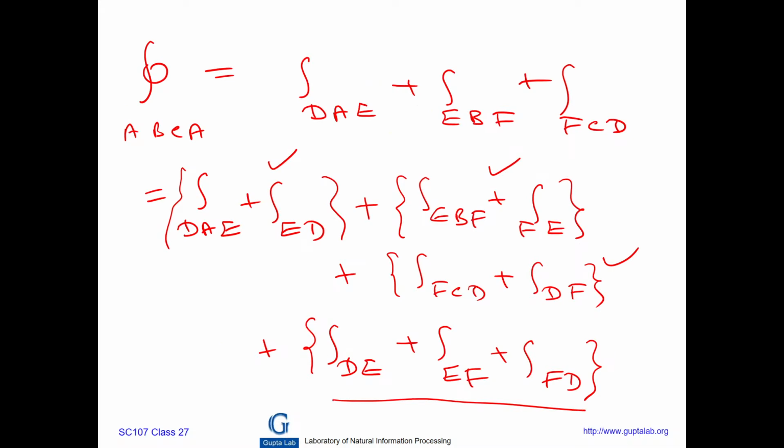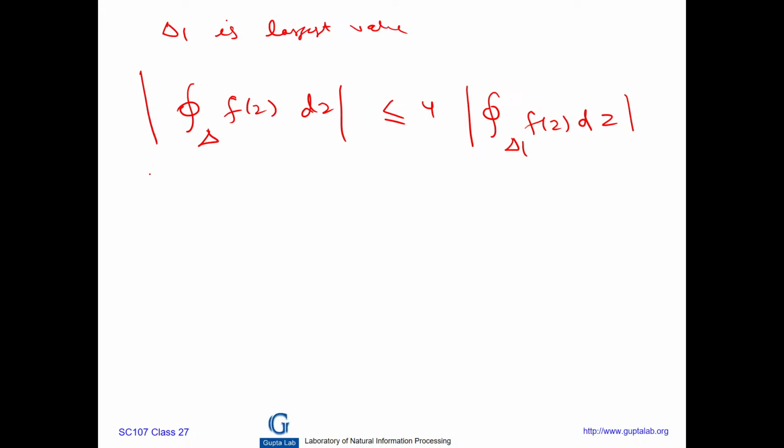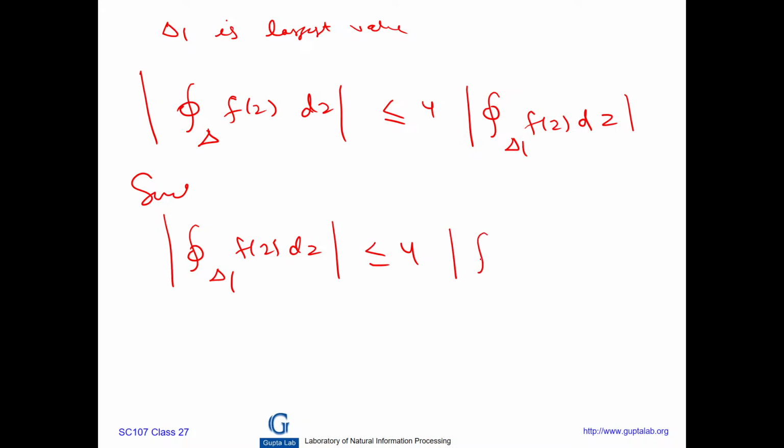So in general, similarly, I am saying that we can say that the integral along delta 1 of f of z dz is less than or equal to 4 times the integral along delta 2 of f of z dz. This delta 2 is different from the Roman-numeral delta, right? This is triangle f of z dz.